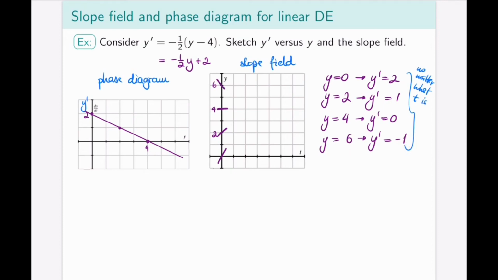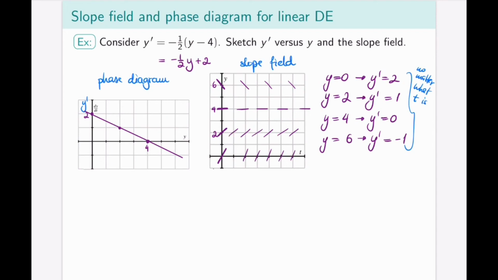And again, because this doesn't depend on t whatsoever, that means that I can extend all of these horizontally. When y is equal to 4, the slope is going to be 0 anywhere where y is equal to 4. So I'm able to extend these slopes this way. When y is equal to 6, no matter what t is, the slope is going to be negative 1. If y is equal to 2, I can extend the slopes that way. And for y equals 0, same thing.